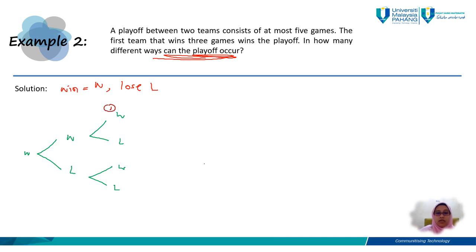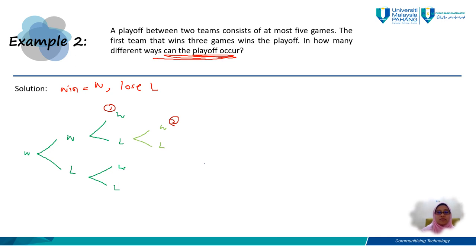And then we lose. Okay, so we need to continue here. So we continue. So we will have here win and then lose. Okay, so then we see again. So we will have win, win, lose, win. So three wins, winning game. So this is for number two.